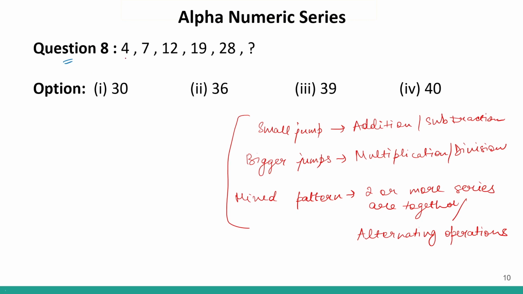From 4 to 7 we see a small jump of 3. From 7 to 12 we see a small jump of 5. From 12 to 19 we see a small jump of 7, and from 19 to 28 we see a small jump of 9. So basically these are consecutive odd numbers. So the next number will be 11. Consecutive odd numbers, we will get 39. So 39 will be my answer. Option number 3 will be my answer. Clear?